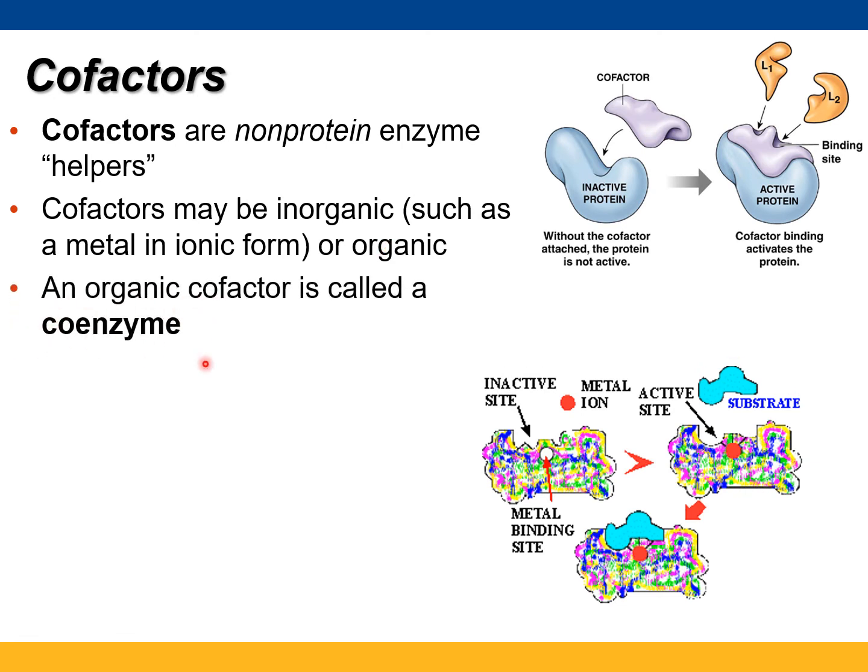Oftentimes, if it's organic, we'll call it a coenzyme. You ever heard of acetyl-CoA? Coenzyme A. It's an organic cofactor that's bound to an acetyl group. Coenzymes can also include vitamins. For instance, a derivative of vitamin A is a coenzyme for the photoreceptor in your retinas. So they can be all sorts of molecules. Even proteins can be cofactors. I get a little bit itchy when I read this phrase, but they can be organic molecules, inorganic molecules, vitamins, anything that helps the enzyme do its thing: cofactor.